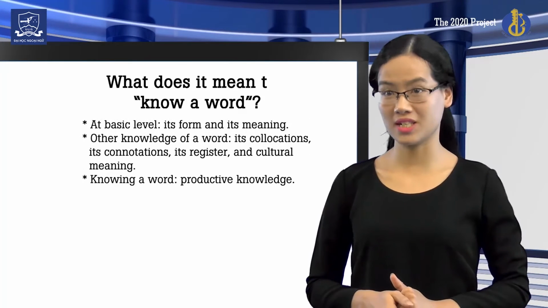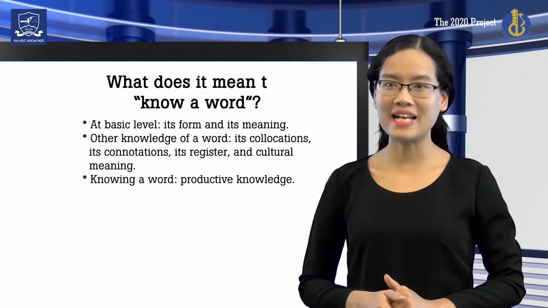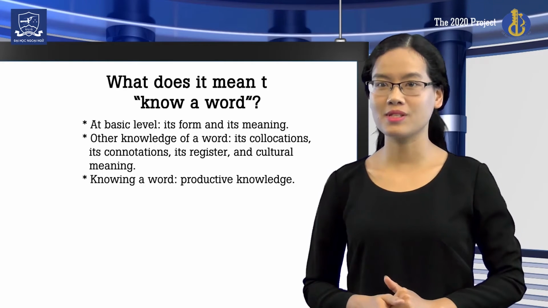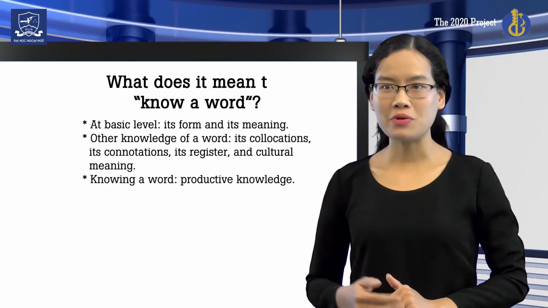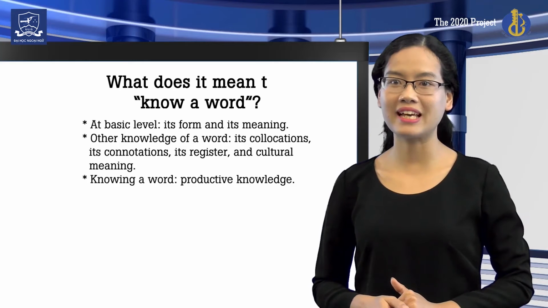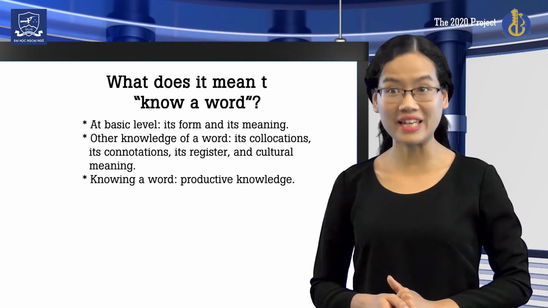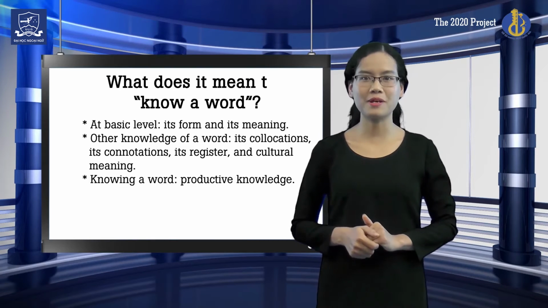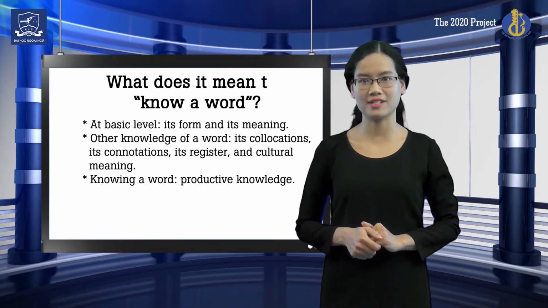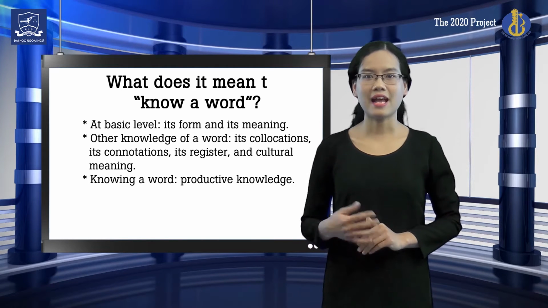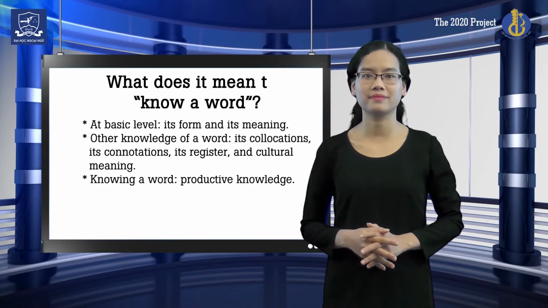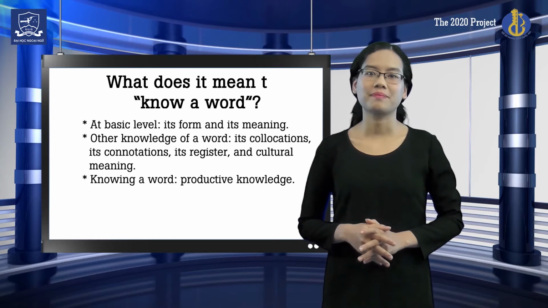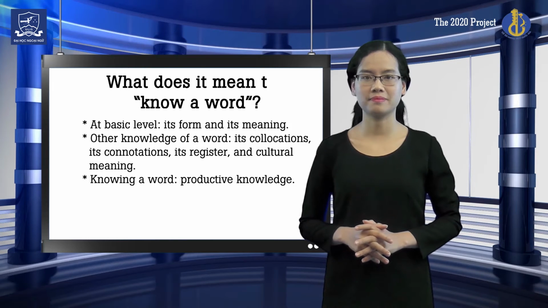To start with, let's think about what it means to know a word. At the most basic level, knowing a word involves knowing its form and its meaning. However, knowing the meaning of a word is not just knowing its dictionary meaning or meanings. It also means knowing the words commonly associated with it, or its collocations, as well as its connotations, or in other words, its register, formality and style, and also cultural meanings.